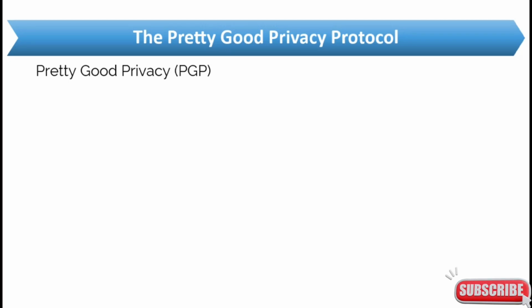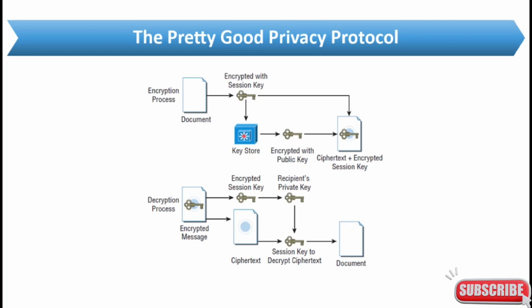Zimmermann basically compared email to postcards because anyone can read email messages traversing the internet just as they can read postcards traveling through the postal service, right? By contrast, he compared an encrypted message to a letter mailed inside an envelope, and this is the figure of the PGP encryption system. So don't worry, I'm going to explain what exactly it is.